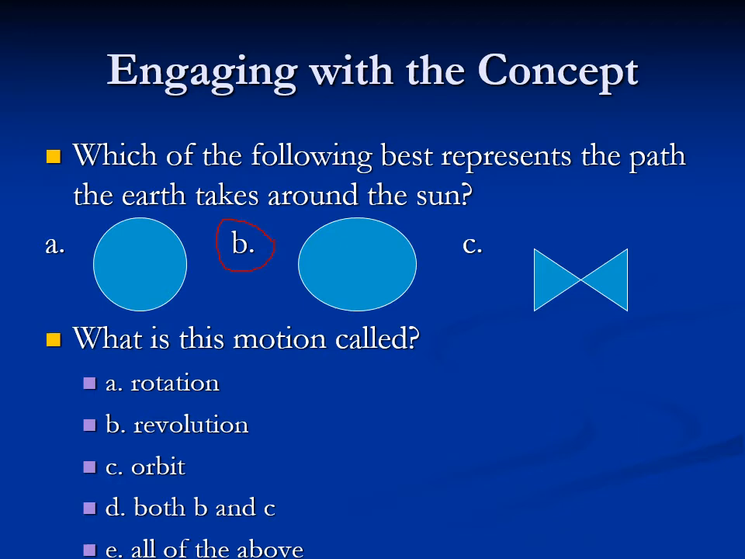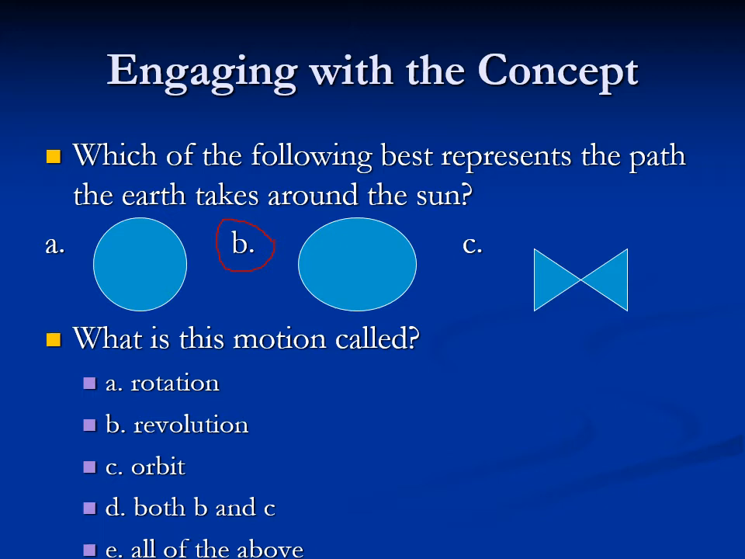The Earth takes an elliptical orbit around the Sun. Now, this ellipse that I've shown here in this little quiz is probably a little bit too flattened, but I just wanted you to make sure you saw the difference between a circle and an ellipse.